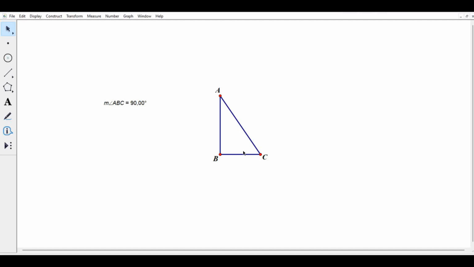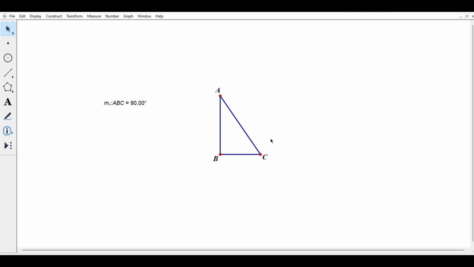Now AC is the largest square because AC is what we call the hypotenuse of the right angle triangle. So this angle, angle ABC, right here, the side that is opposite the 90 degrees angle is called the hypotenuse. Very important. So AC is the hypotenuse.